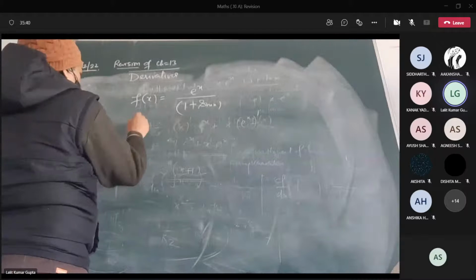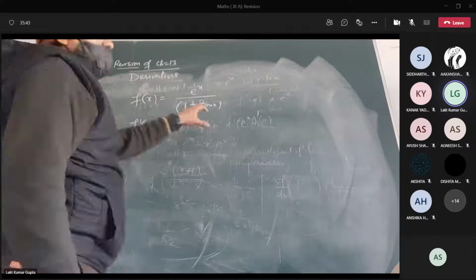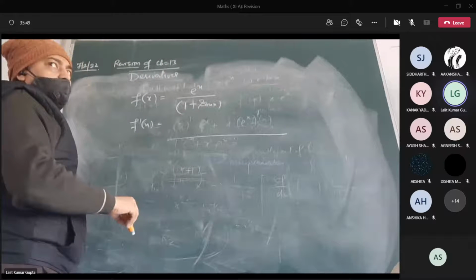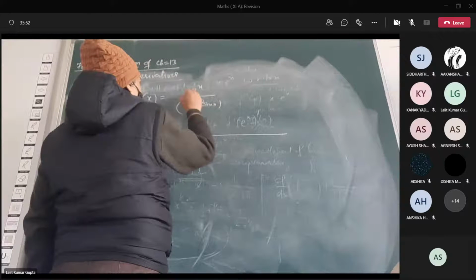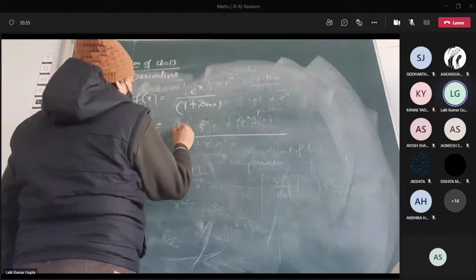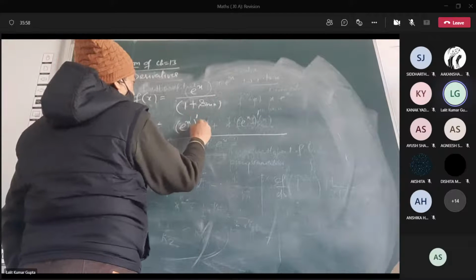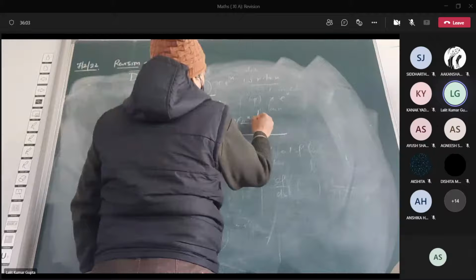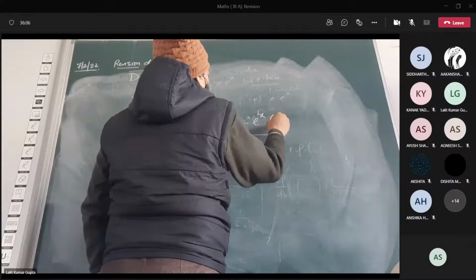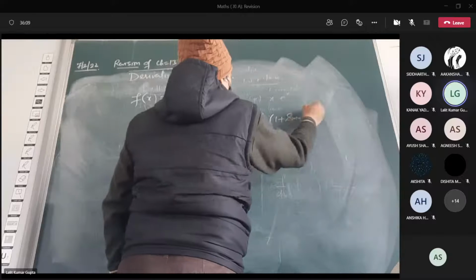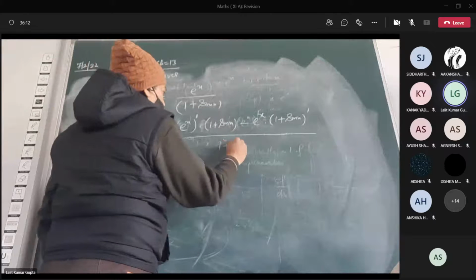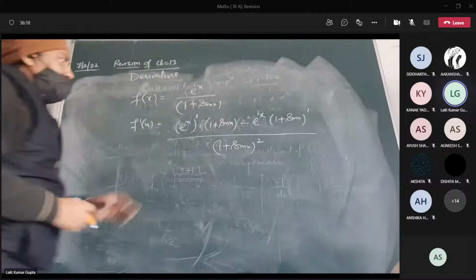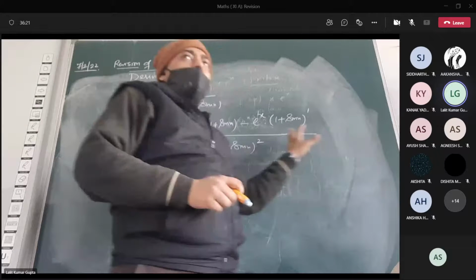Now for the derivative, which rule do we have to apply, beta? The quotient rule. So you have to present that. In the quotient rule, in the first step we differentiate the numerator part of f(x). So write (e^x)' times the denominator as it is, minus the numerator as it is times (1 + sin x)', divided by (1 + sin x) whole square. See, you will get half mark for writing this step.